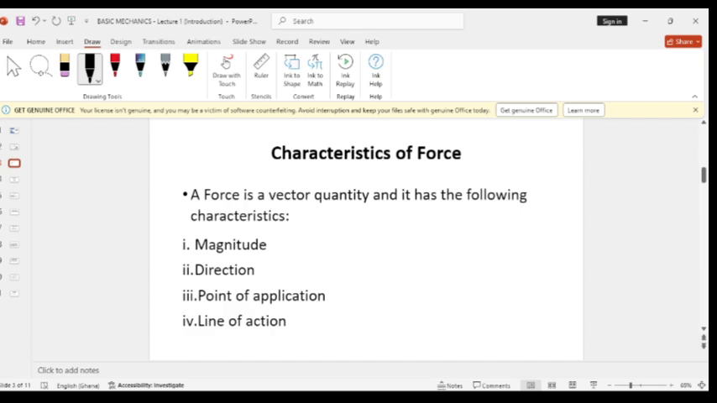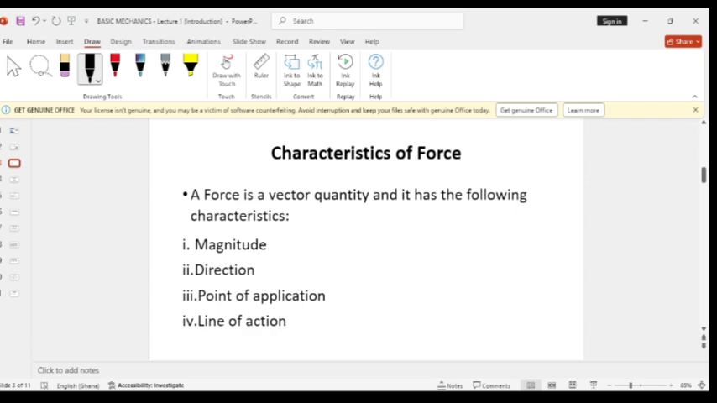Now the characteristics of forces. You see, forces, as was shown in the previous slide, cause an object to change its state of motion. And these forces normally come with some kind of characteristics. That is, they have special features that make a force a force. So what are those characteristics that make a force a force?